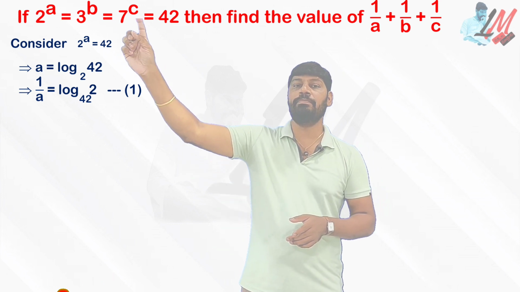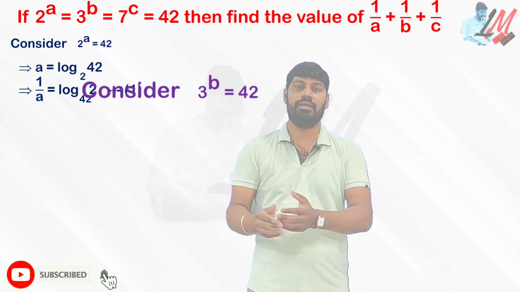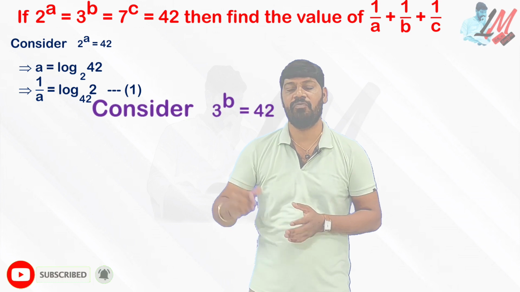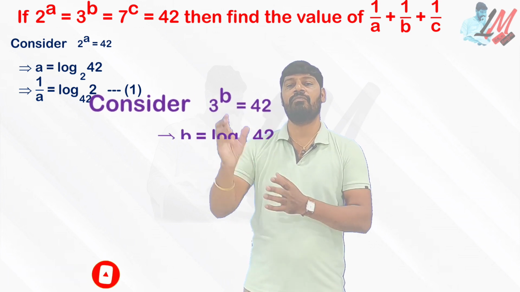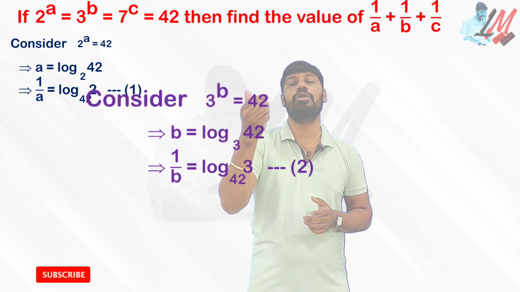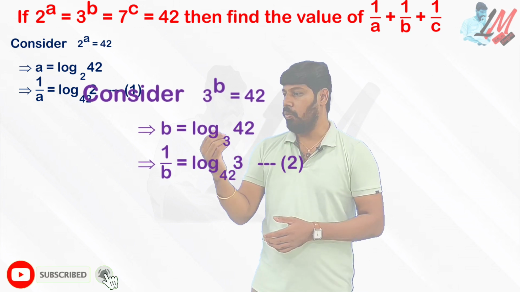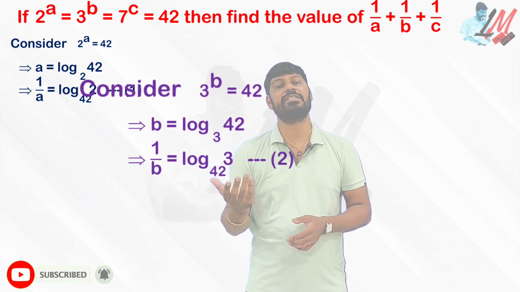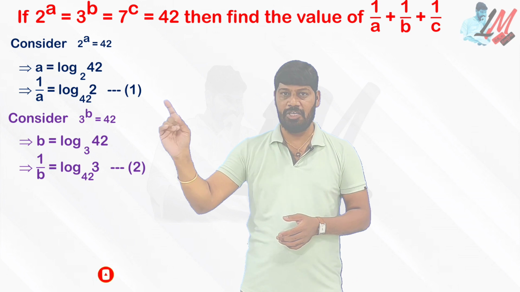Now I am taking 3 power b equal to 42 here. If you see, this is also in the exponential form. Converting into logarithmic form, we are going to get b equal to log 42 base 3. So 1 by b is going to be log 3 base 42. So let me take it as equation 2.